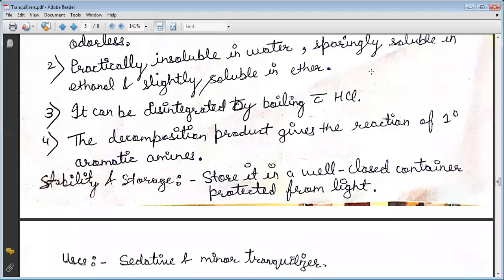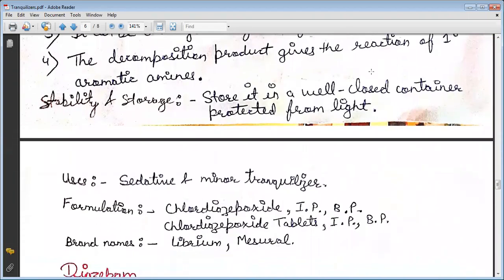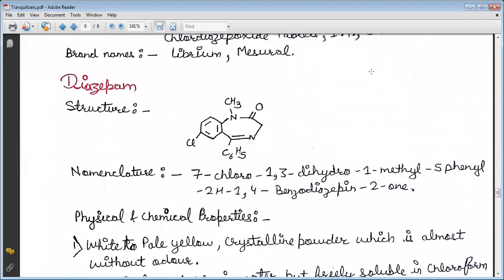The decomposition product gives the reaction of primary aromatic amine. It is stored in a well-closed container protected from light. It is being used as sedative and minor tranquilizer. The formulations available are chlordiazepoxide IPBP, chlordiazepoxide tablet IPBP, Librium, Mesuril. The next drug is diazepam.